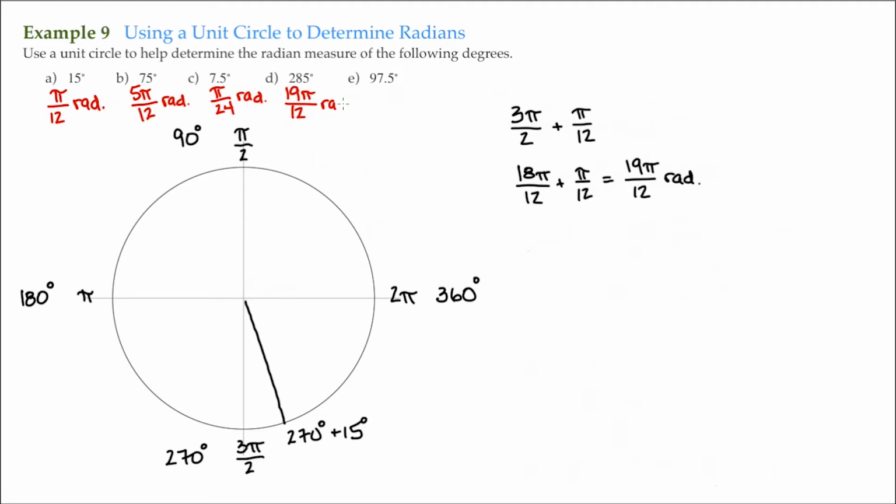And again, we can check this by changing our radian measure to degrees. So I can easily write this as 19 times 180 degrees rather than pi radian and divide that by 12. 19 times 180, that's 3,420 degrees divided by 12, which of course does come out to be 285 degrees.